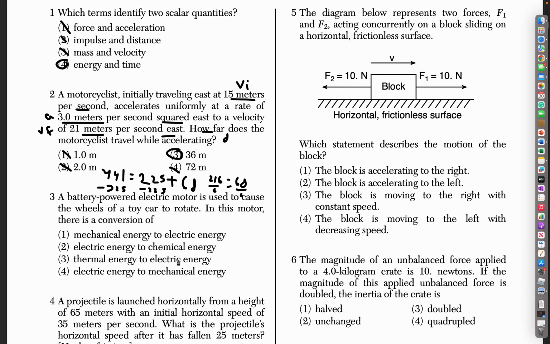Okay, a battery powered electric motor is used to cause the wheels of a toy car to rotate. So rotation, that means motion. In this motor there's a conversion of, well, we have electric energy right here, since it's an electric motor, so it has to be electric energy. Not chemical, that's what you see in a battery. We're causing this battery powered electric motor to move the toy car, so it's mechanical energy.